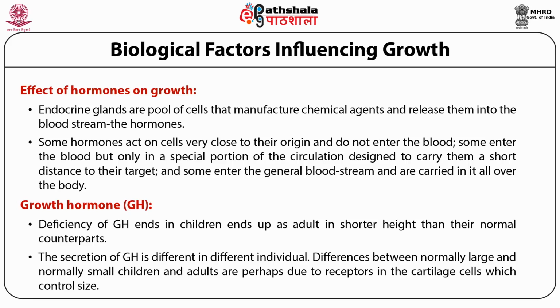Differences between normally large and normally small children and adults are perhaps due to receptors in cartilage cells which control size. Besides, normally small children have plenty of growth hormone and they are not turned into normally big ones by being given growth hormone in excess. In healthy children, blood levels of somatomedin do not reduce with age to parallel the velocity curve, but amazingly increase from infancy to puberty. Thus, the normal velocity of growth depends on a more elaborate level of control.